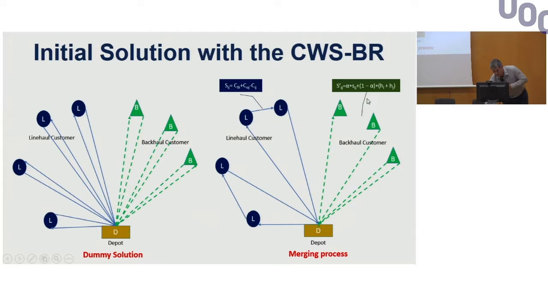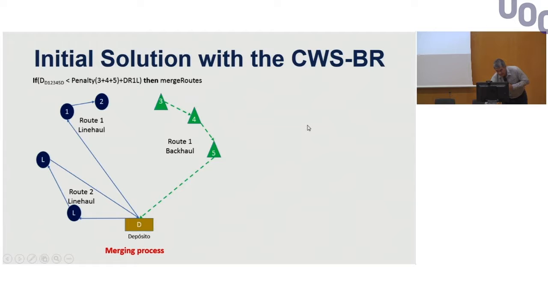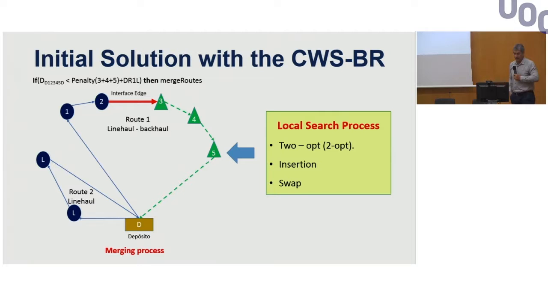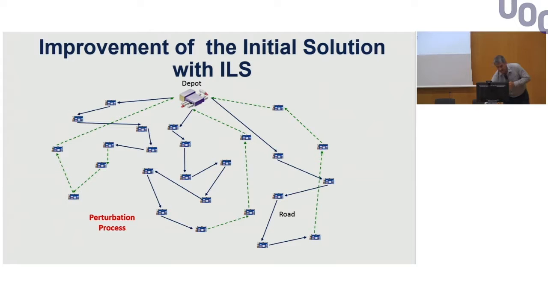Finally, arcs, routes, line by line can be connected. These routes are then improved with local search. And finally, this initial solution goes to the iterative local search process.